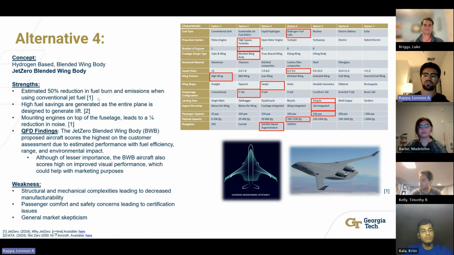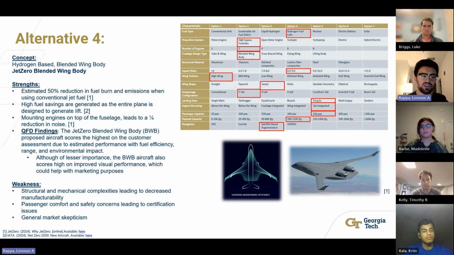Therefore, we moved on to look at some different alternatives, one being a blended wing body, which acts as a lifting body to get better fuel efficiencies. The current solution on the market is the Jet Zero blended wing body, which is shown to have a 50% reduction in fuel burn and emissions.